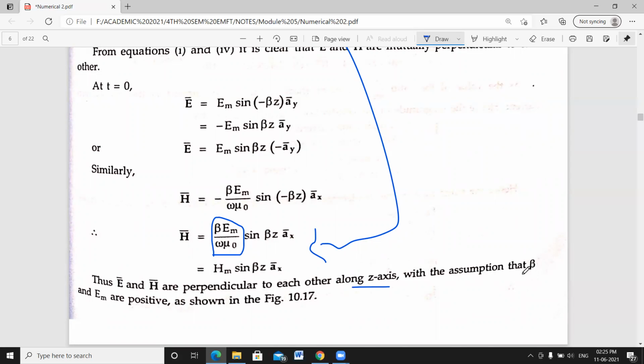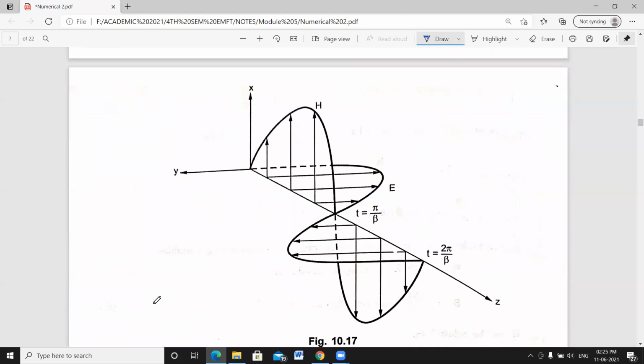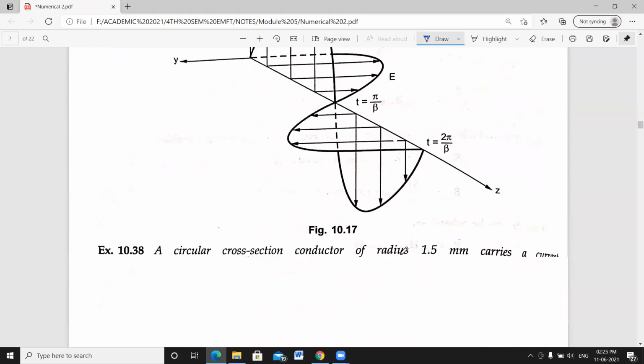Therefore, assuming that β and Em are positive values only, then the graph you will be getting is like this. This is the direction of H, and this is the wave of E, at t equals π by β, and here t equals 2π by β.